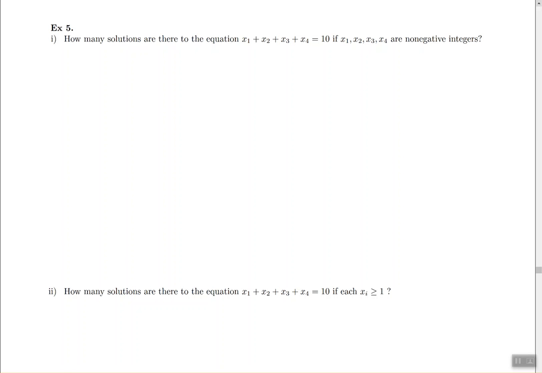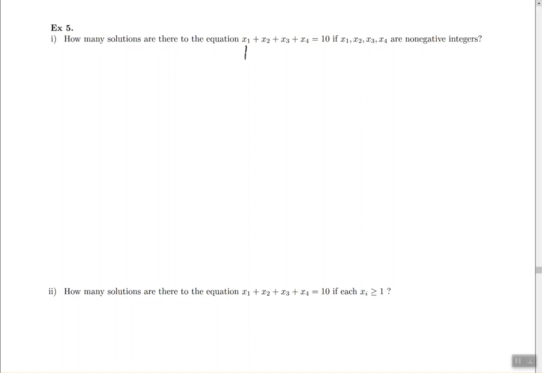Okay, example 5 looks like a problem that doesn't belong in this section, but let's take a closer look at what's going on here. It says: how many solutions are there to the equation x1 plus x2 plus x3 plus x4 equals 10 if x1, x2, x3, x4 are non-negative integers?